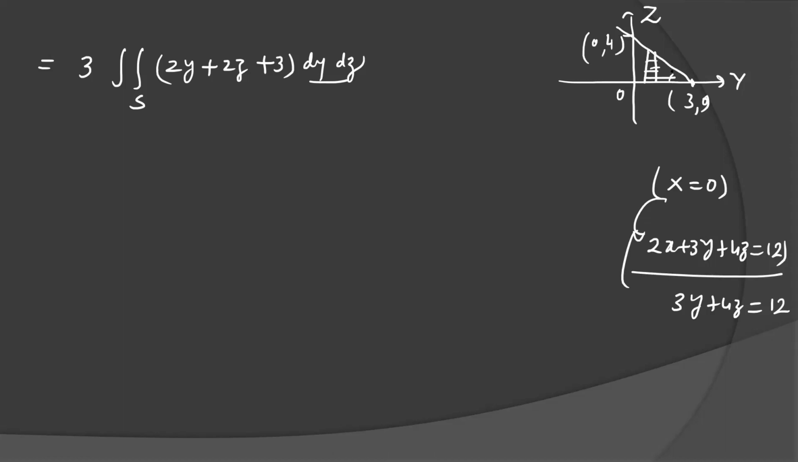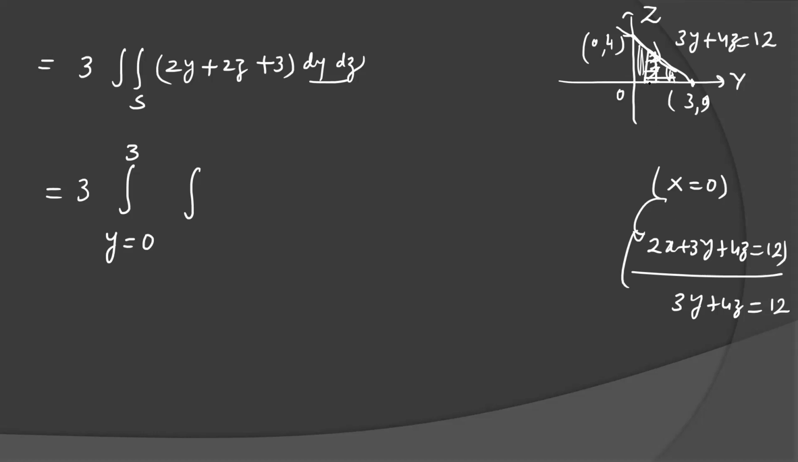But the bounded region sides are not parallel to the axis. So one limit will be constant and another limit will be variable. So what is your selection? I am taking y as the constant limit, then y will be from 0 to 3. Then for z, you have to take the variable limit. The straight line is represented by 3y plus 4z equal to 12, because you are in the yz plane, so x is 0.